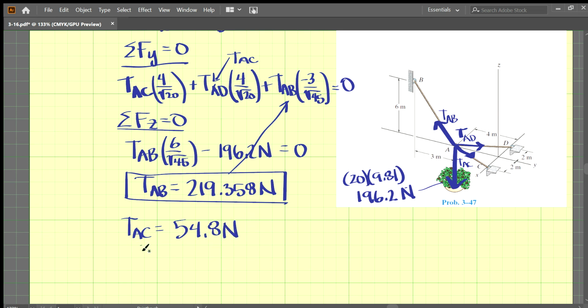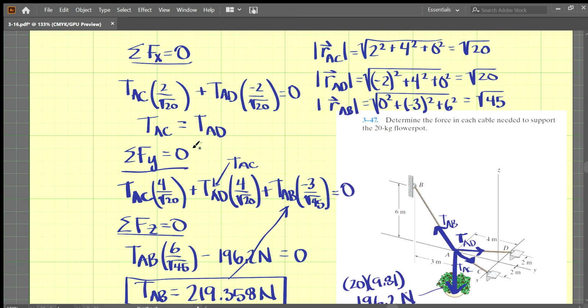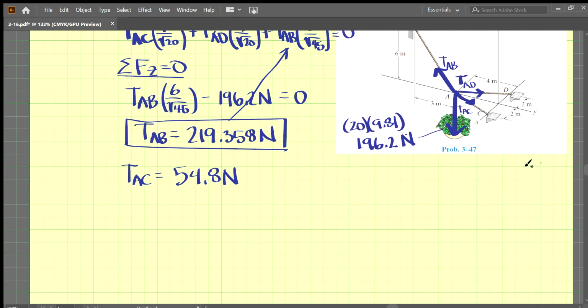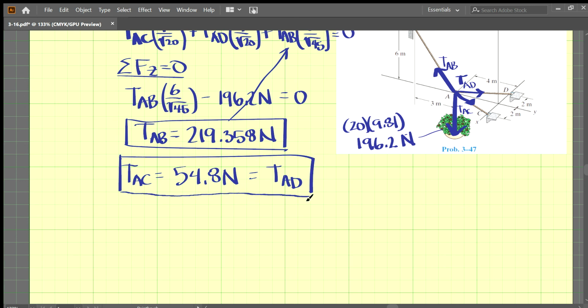Okay, and we know TAC is equal to TAD from our x equation right here. So we can just say that that's also equal to TAD. So that is our other answer. And let's be careful about our significant figures here. I've listed too many here, so I'm just going to erase. So this would be 3 significant figures. This would round to 219 newtons here. Okay, so that is problem 347.